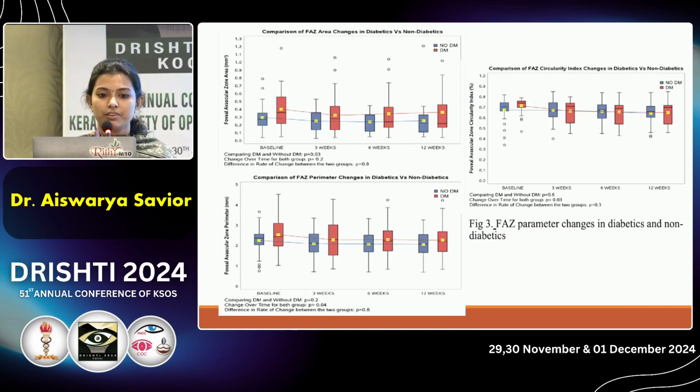And coming to the FAZ, the FAZ of the non-diabetics was lower than the diabetics, and post-operatively there was a decrease in the FAZ area, perimeter, and circularity index, and there was significant decrease in the perimeter and the circularity index at 3 weeks of post-op, and then it remained almost the same.